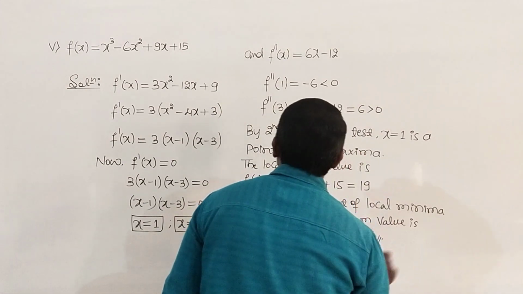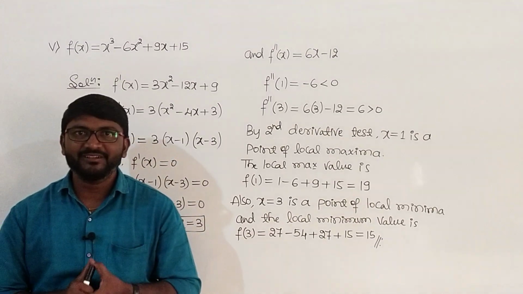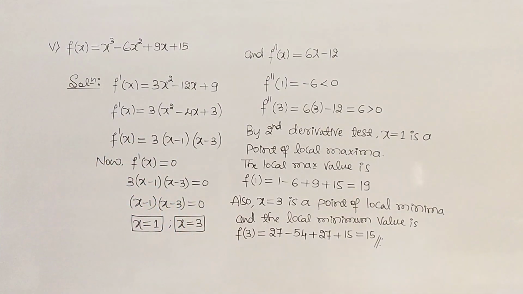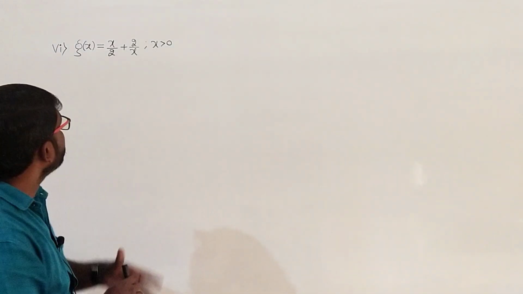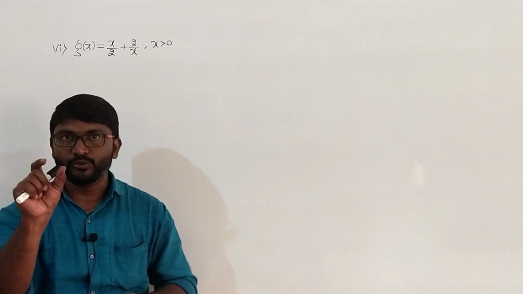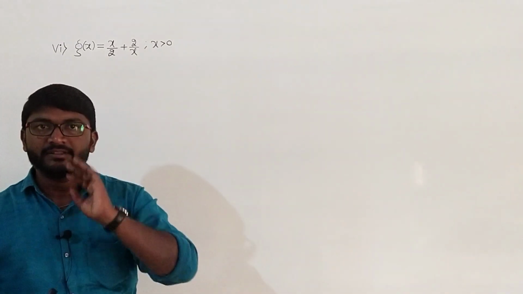So this is all about the fifth sub question. Note down this, and then we'll move on to the sixth one. Well, the sixth question, it is g of x, which is equals to x by 2 plus 2 by x, and he has given the condition x must be greater than 0.